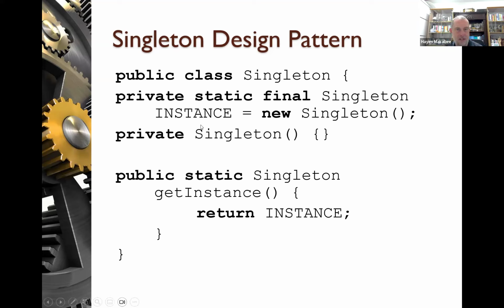It has an instance, which is private and static. So it is a class variable. The constructor is private, so you cannot create new instances. And there is a single static method called getInstance that returns the instance. And of course, there are the other methods that the instance knows how to do. Okay, this is a typical implementation of the singleton design pattern.